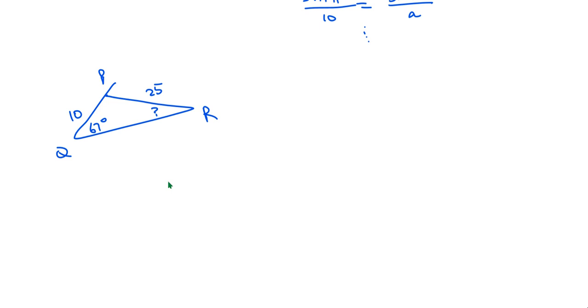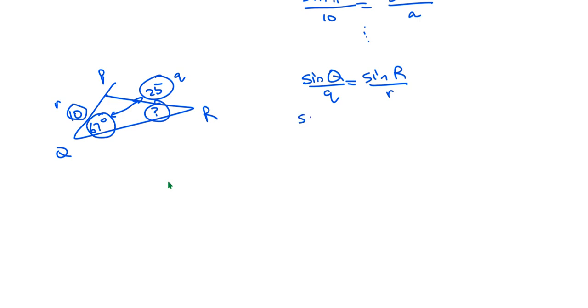Okay, so what we're going to do is we're going to set up the sine law, and we're going to look at what do I have and what's involved. So I have angle big Q, I have side little q, I have side little r, and I'm looking for angle big R. So that actually works because I'm given a side and an angle across from each other, and now I have enough information for the sine law. So I'm going to set up a sine law. Sine big Q over little q equals sine big R over little r.